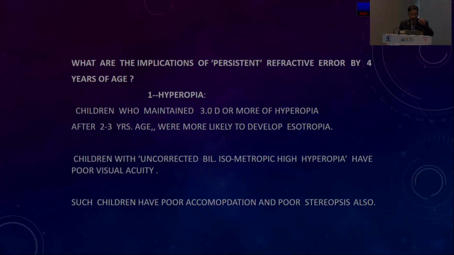Now we start with the management now. Now hyperopia. Children who maintained 3 diopters or more of hyperopia after 3 years of age were more likely to develop esotropia. So here we have accommodative esotropia as a predisposing factor, right? Children with uncorrected bilateral isometropic high hyperopia, you should understand all these terms, have poor visual acuity.